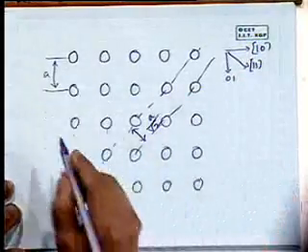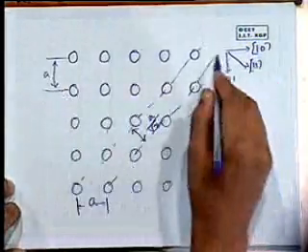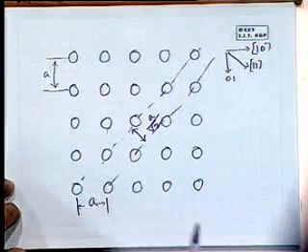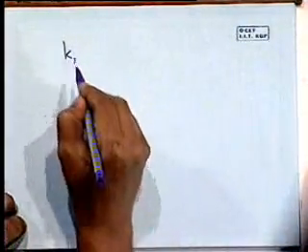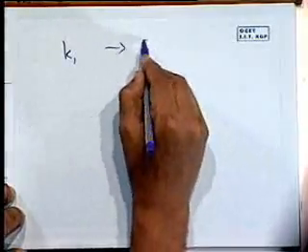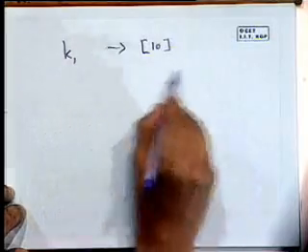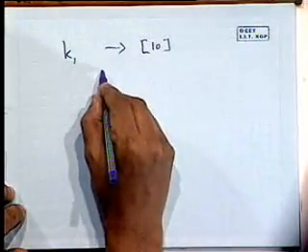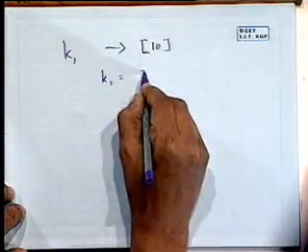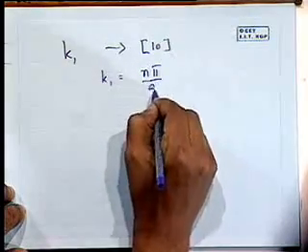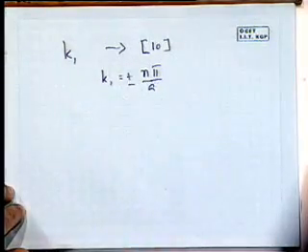And we can write any k vector in terms of its components along these directions. Now, an electron propagating with its k vector along 1, 0, which has a k vector component of k1 along 1, 0, will undergo reflection when k1 is equal to plus or minus n pi by a.